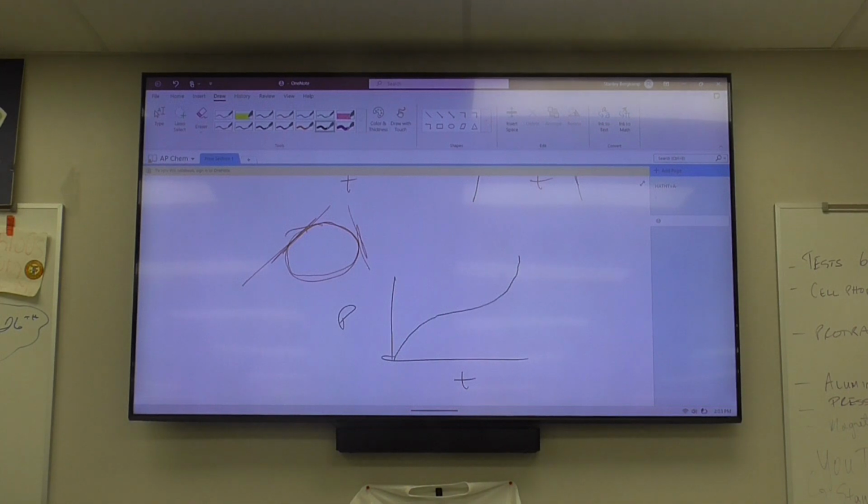So there's the position time graph. There's the velocity time graph. And there's 0 meters per second. Okay? So I want the velocity time I was thinking, and the position time.